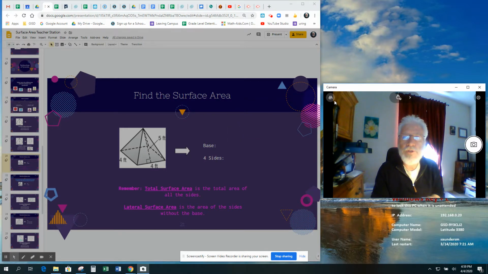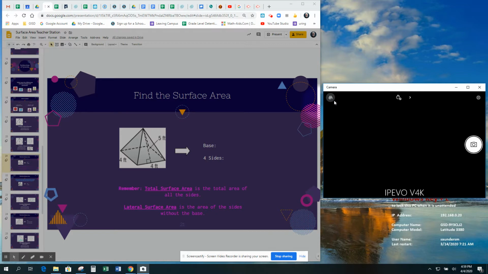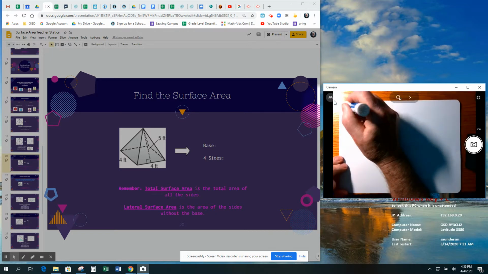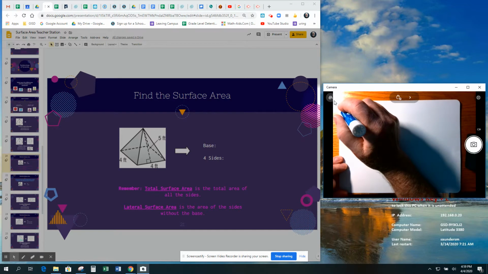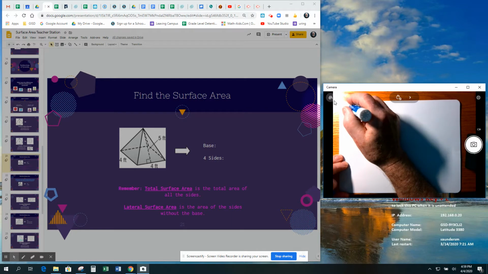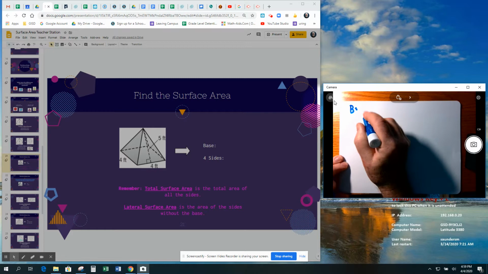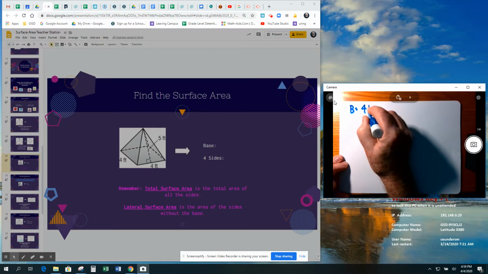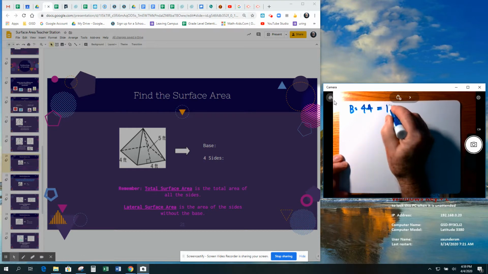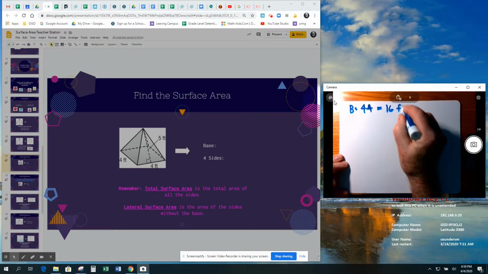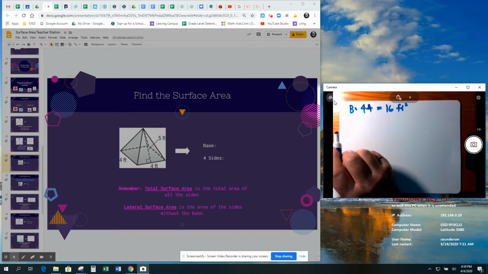Let me switch over to my whiteboard camera. And remember the area. We're finding the total surface area. So we're going to find the area of the base, and the base is a square. And so the base equals 4 times 4. So it's length times width. So 4 times 4 equals 16, and our units are feet. So 16 square feet. And there are 4 sides, and the sides of this one are all going to be the same because it's a square. All of the edges are the same.